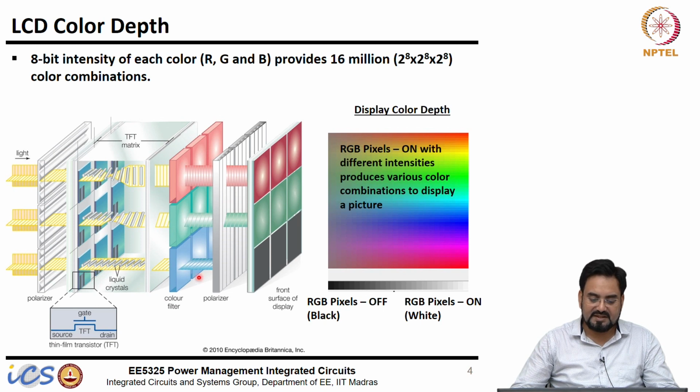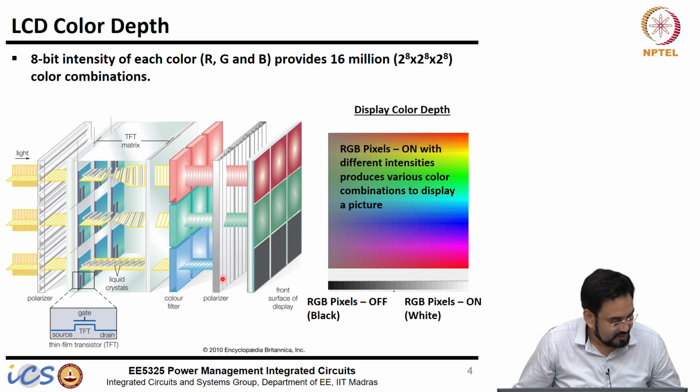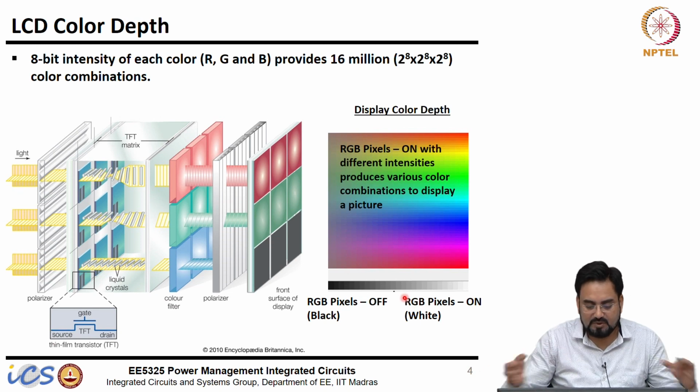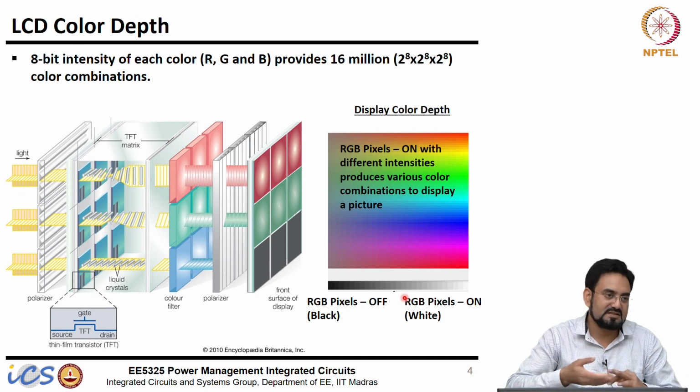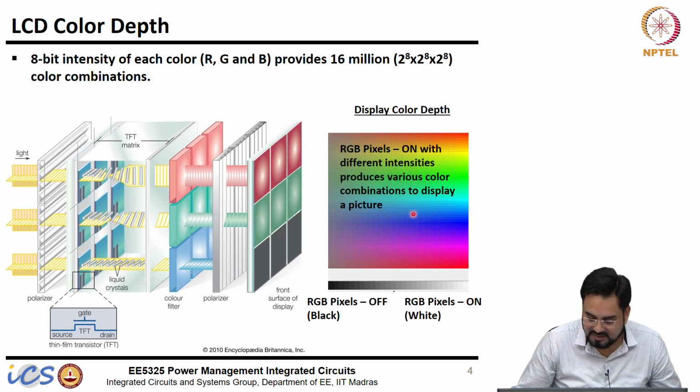So this color filter is used in your color display. If it's a black and white display or monochrome, then you don't require this color filter. Okay, and when all the pixels are off, then you will get black, and then intensity will change depending upon how much these crystals are oriented, and that will basically depend on the voltage you apply, and then you create different colors.